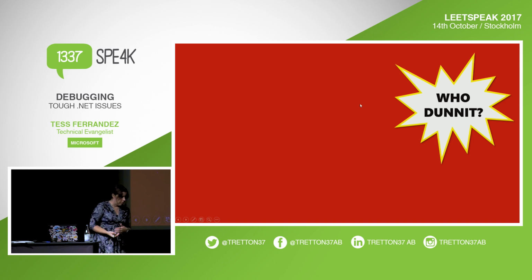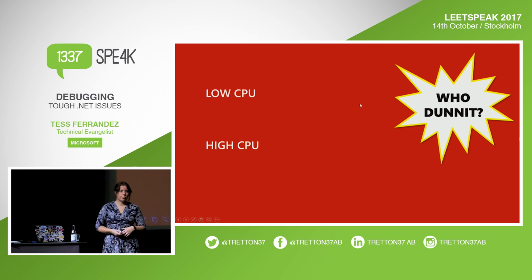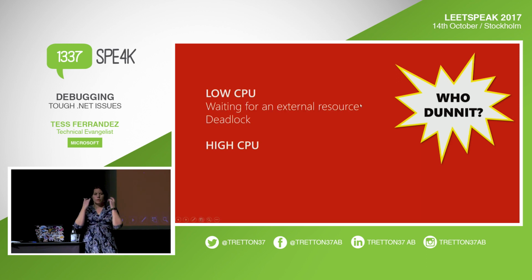What's the cause of a performance issue? Well, there are two types of performance issues. There's high CPU and low CPU hangs or performance issues. And typically, a low CPU means that you're waiting for something. You're waiting for a database. You're waiting for a web service. You're waiting for some kind of other process to do something. Or you're in a deadlock, which is a lot less common, but obviously happens.